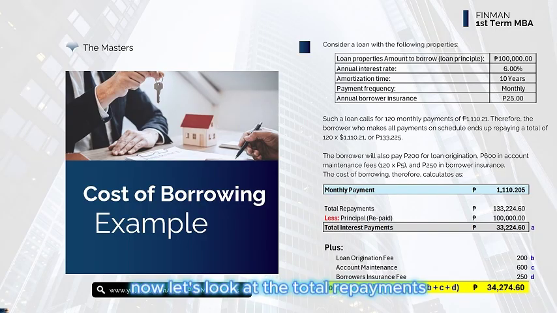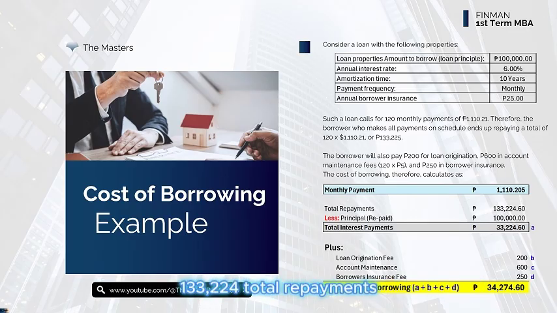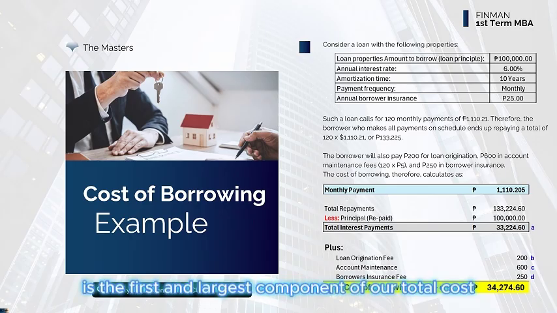Now, let's look at the total repayments over the life of the loan. This is 120 payments multiplied by 1,110, which equals 133,224 pesos. To find the total interest payments, we simply take the total amount repaid and subtract the original principal amount borrowed. 133,224 total repayments minus 100,000 pesos equals 33,224 total interest payments. This 33,224 is the first and largest component of our total cost.